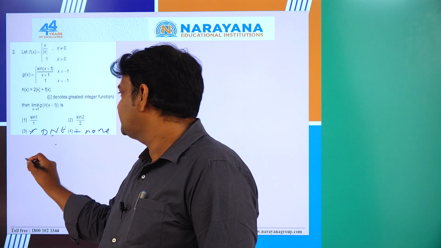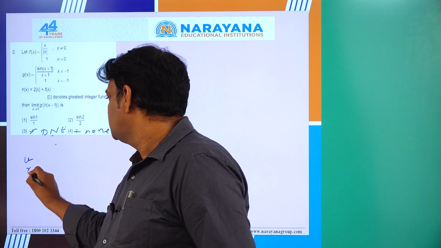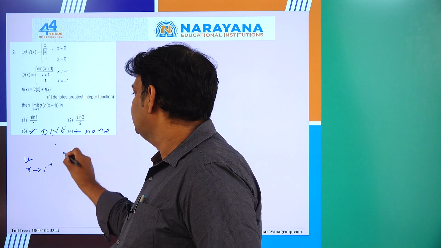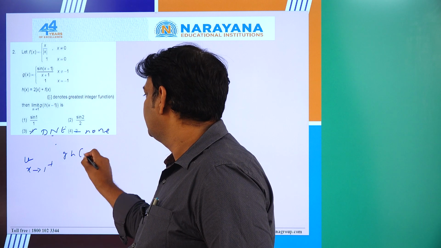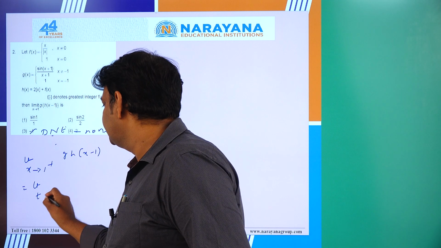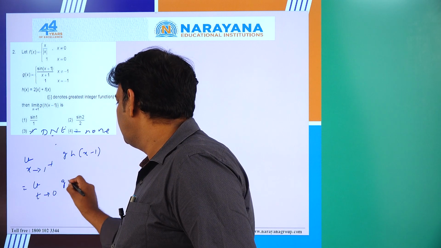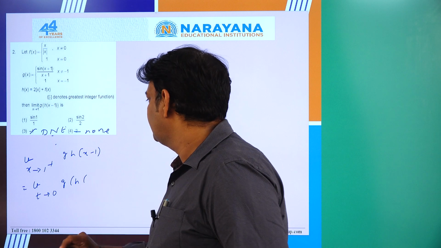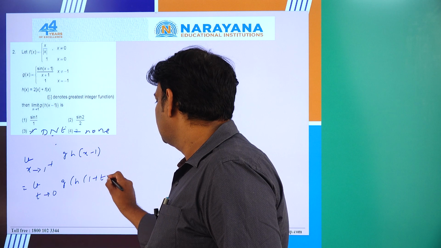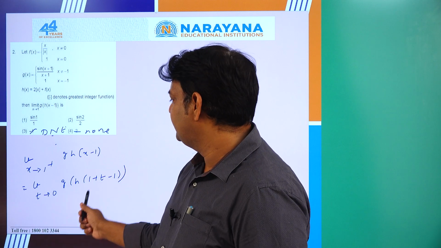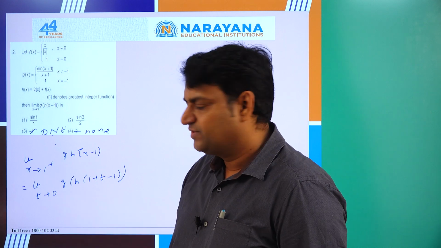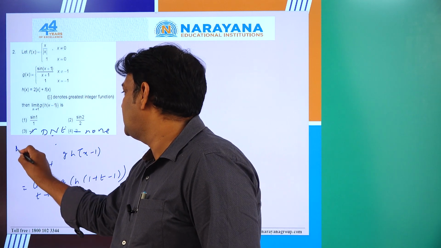So let us go for the limit x tends to 1 plus of g of h of x minus 1, which is limit t tends to 0 of g of h of 1 plus t minus 1. Usually we take h, but since h is already used as a function, that's why we are taking t here. Okay, what I am calculating here? RHL.